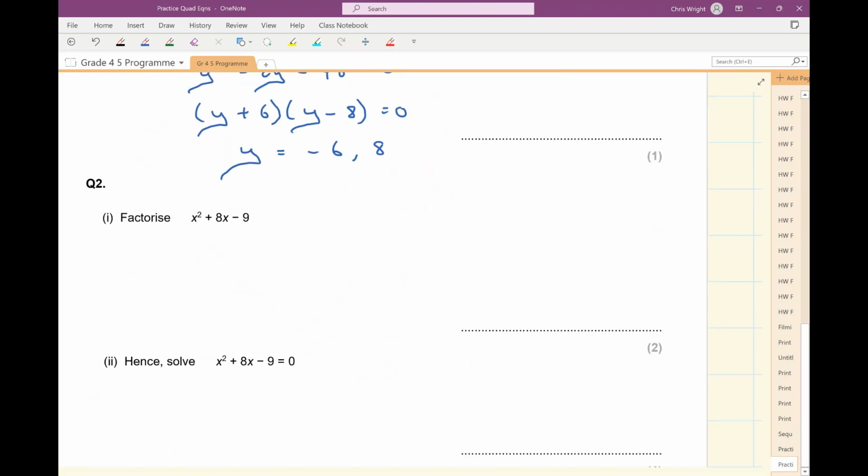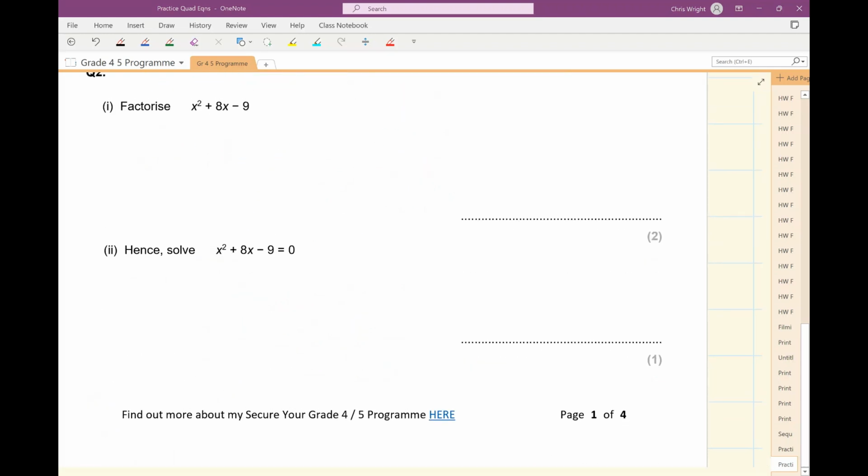Question 2. Again, I'm being asked to factorize an expression, and then in the second part of the question, I'm being asked to solve the quadratic equation, which has that expression equal to 0. So let's start off with the factorizing. It's going to be x and x. These multiply to a negative, so they're going to have a plus and a minus. So I need numbers that multiply to that 9, which will give me the plus 8x, with one of them being positive and one of them being negative. The answer there is going to be 9 and minus 1.